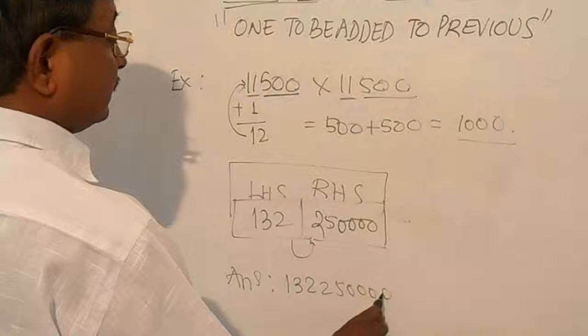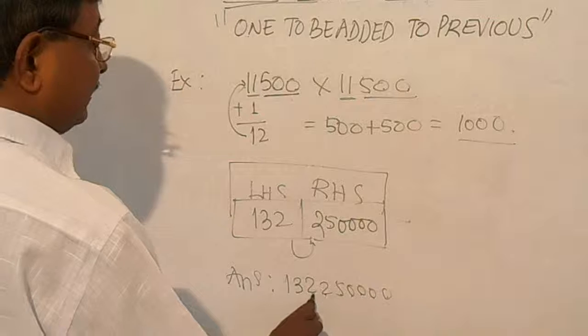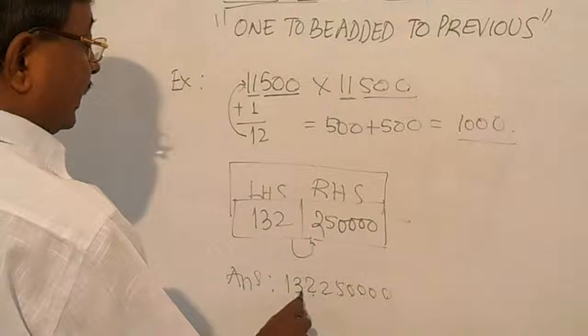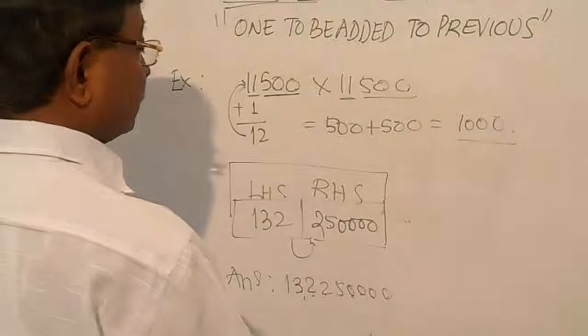That is, you need tens, 100, 1000, 10,000, 1 lakh, 10 lakh. Okay, 1 crore. That is 13 crores, 22 lakhs, 50,000 is the answer.